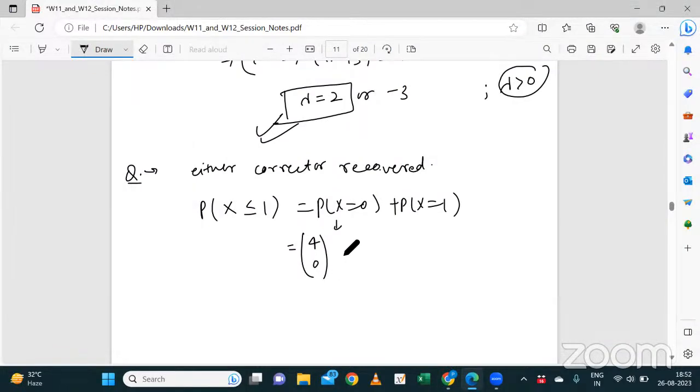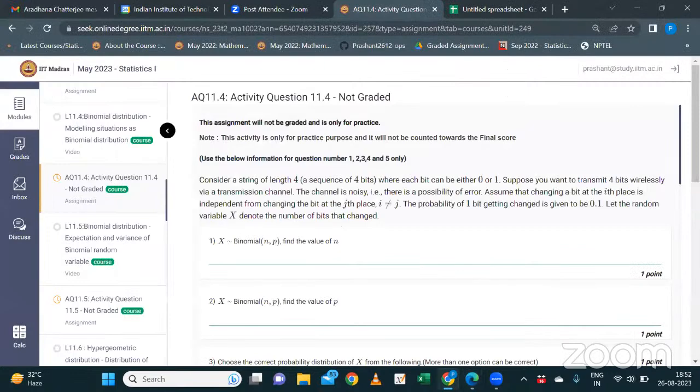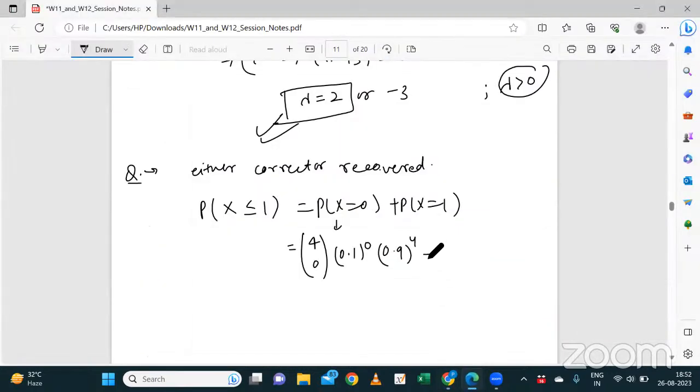0. And what is the probability of getting 0.1 raised to the power 0? That means all 4 will not get changed, correct? Yes. Same for 4C1, 1, 0.1 and 0.9 raised to the power 3. Yes. We have to just calculate it.